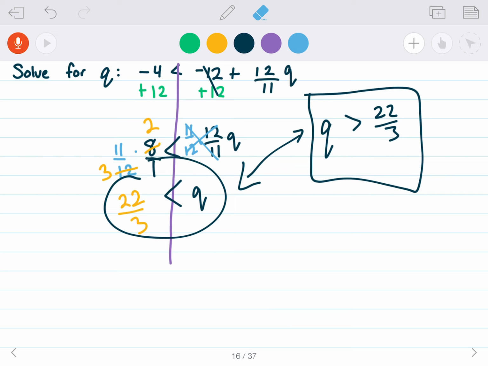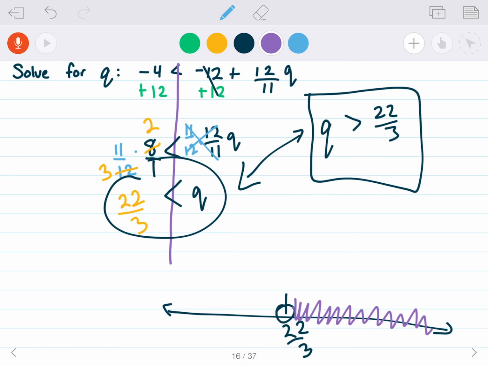Anyway, let's go ahead and plot this on a number line. So 22 over 3 could be right here, and q is going to be strictly greater than, which means it gets an open circle, and everything bigger than is going to be everything shaded to the right of 22 over 3. So that's my beautiful picture there.